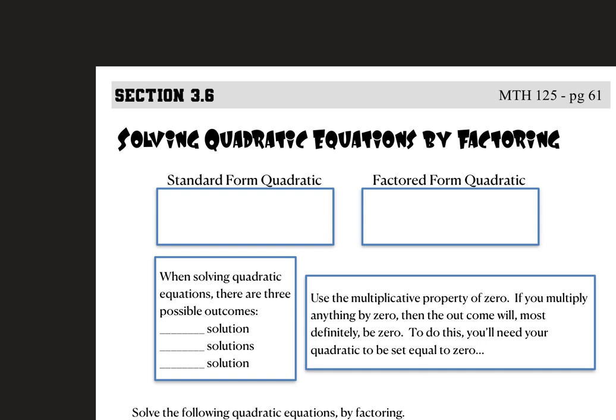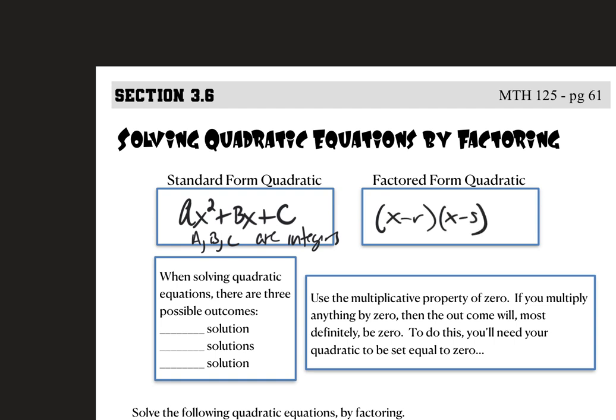So standard form would look like ax squared plus bx plus c, where a, b, and c are integers. And factored form would look like, we'll say, x minus r times x minus s. This is really the same thing, but this is where r and s also represent integers. So we've learned how to change them from one form to the other.